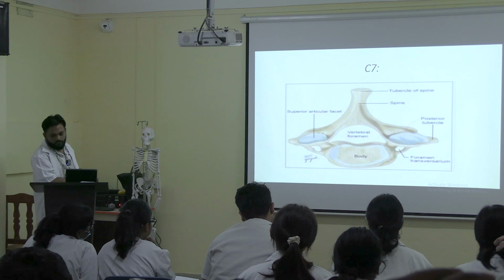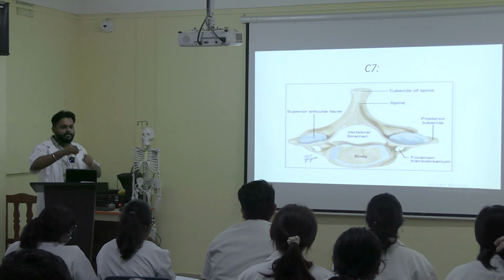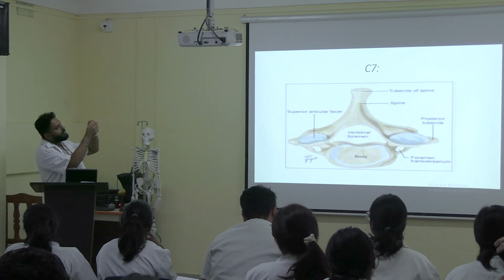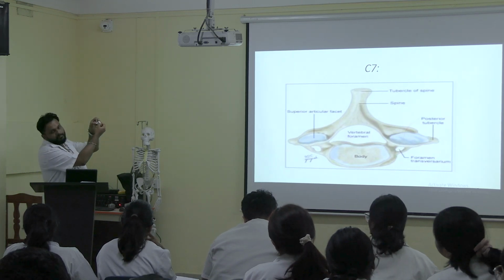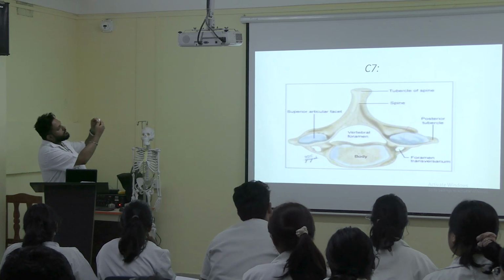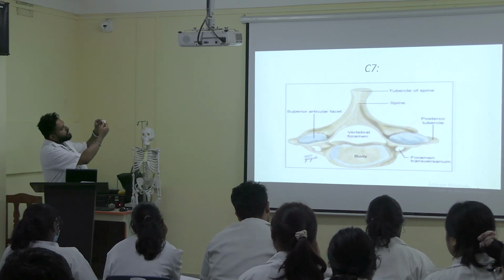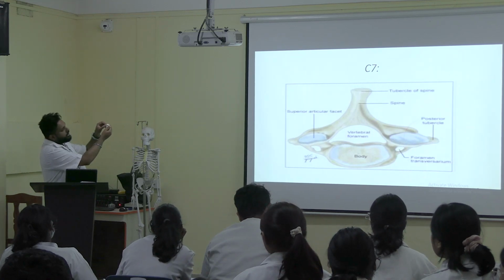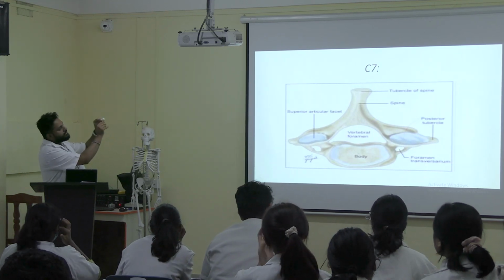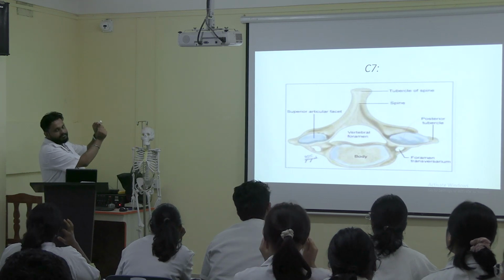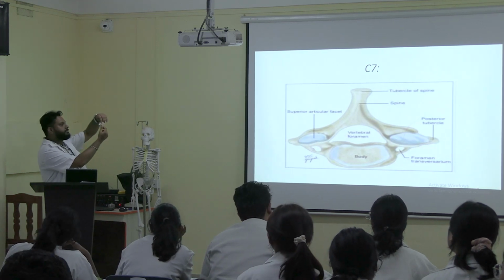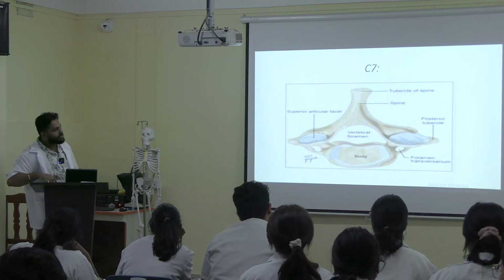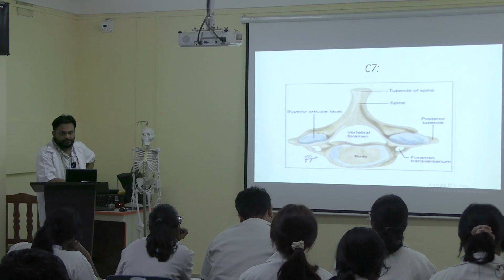Vertebral foramen. See. This is your C7 cervical vertebra. Vertebra prominens. This is the body. You can see the foramen transversarium. This is the posterior tubercle. These are the superior articular facets. This is the spine and this is your body. Right? This is the C7 cervical vertebra.